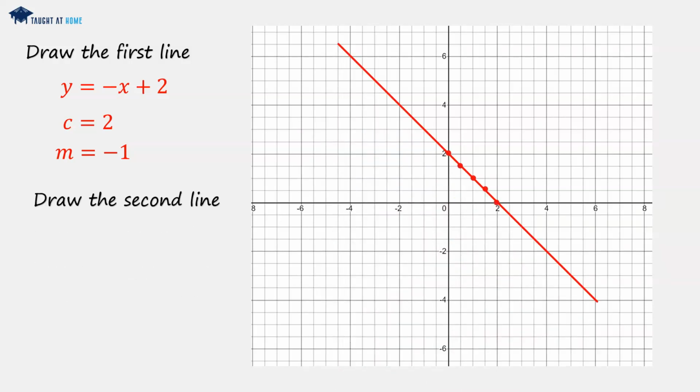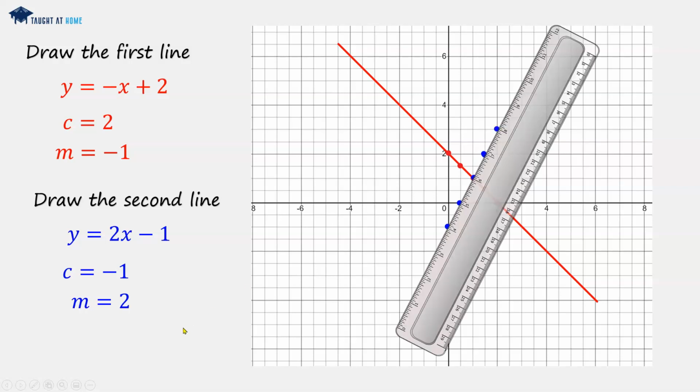And now we can draw the second line, y equals 2x minus 1, so the c value is minus 1 and the gradient is 2. So we can put the minus 1 on the y-axis. And we're going up 2 and along 1, and again, up 2 and along 1, and up 2 and along 1. And now we can get our ruler and we can draw a straight line through that one.